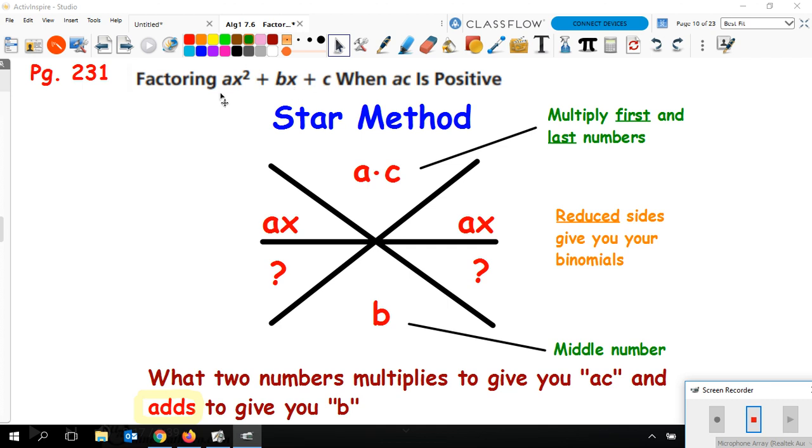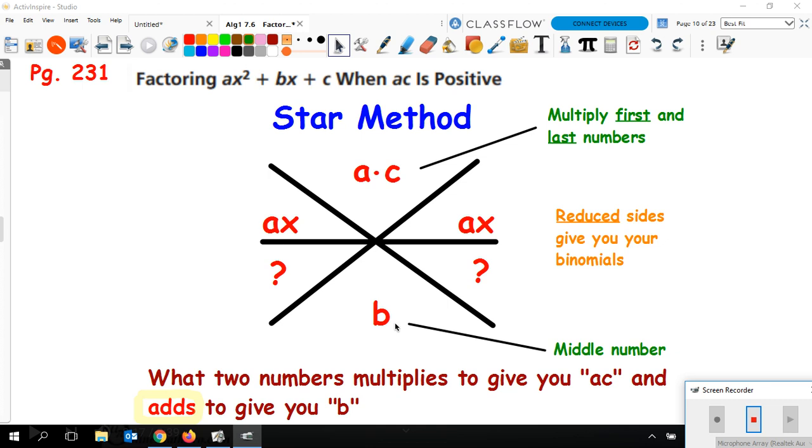And for something in this form where you do have a number in front of the x squared, you're going to put a times c. You're going to multiply the first number and the last number. Those are always going to be numbers. A times c. So multiply first and last numbers for the top of the star. And then the middle number, whatever that middle number is in front of this x, that's going to go at the bottom of the star. It's the middle number. So b goes down there, whatever number that is.